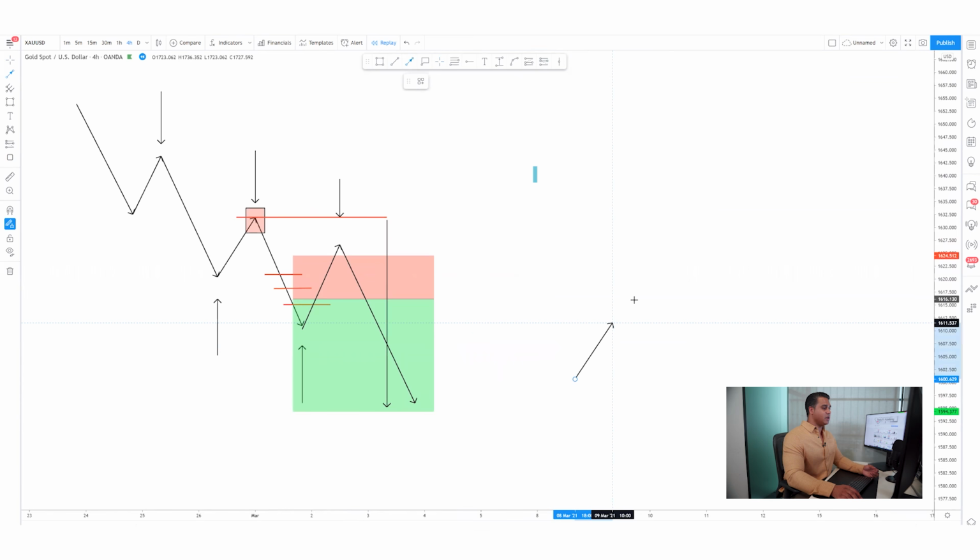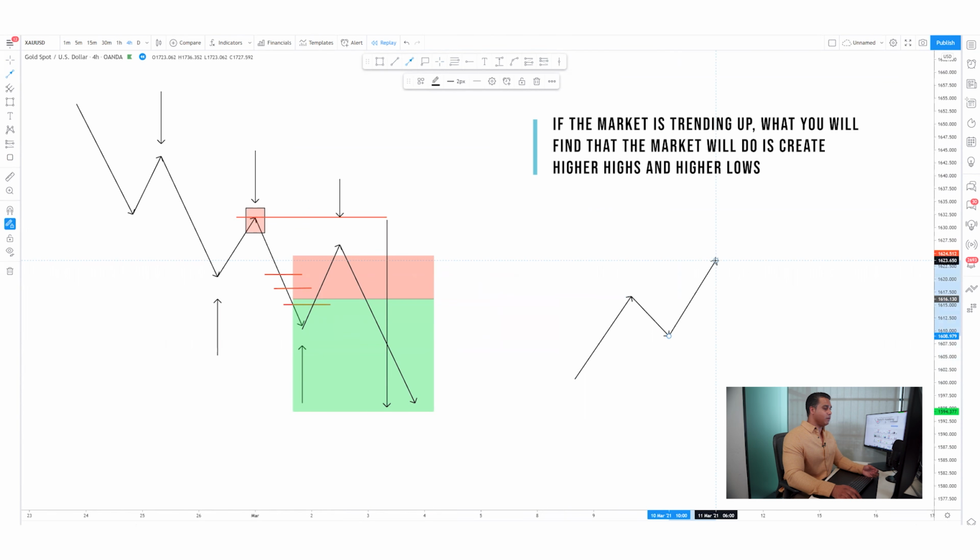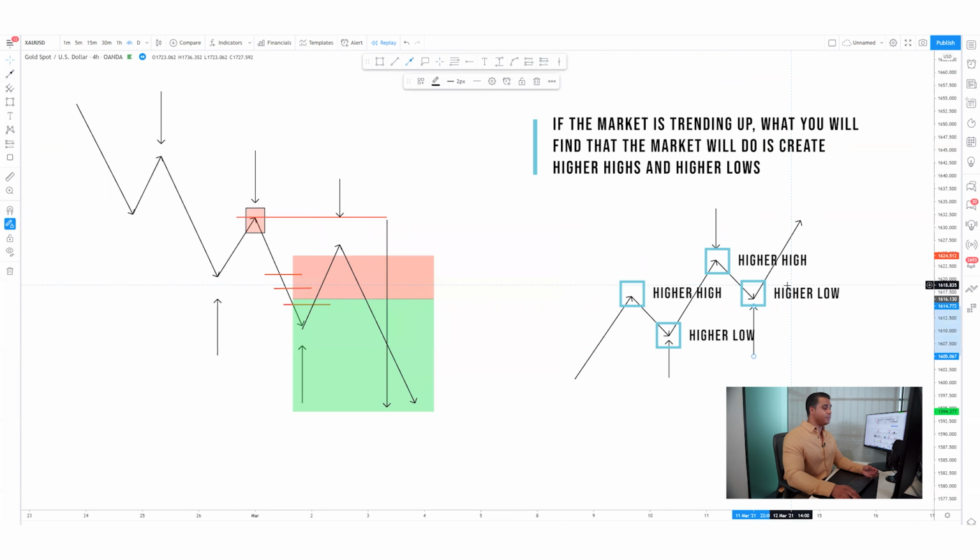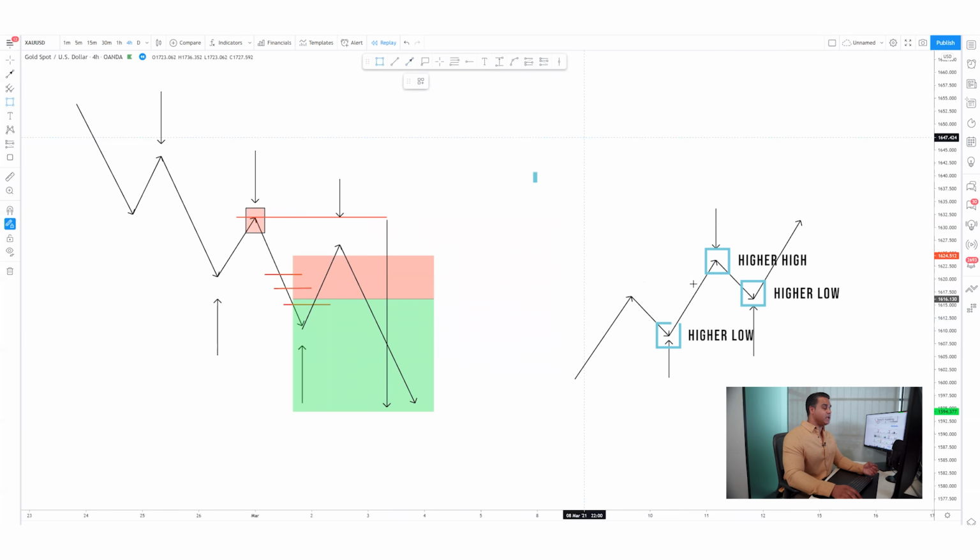Now, if the market is trending up, what you'll find the market will do is create higher highs and higher lows. This is your higher low, this is your higher high, and this is your higher low. The area in the market where you want to really be entering your trades is at the higher lows.